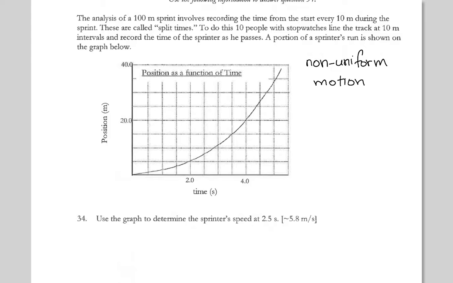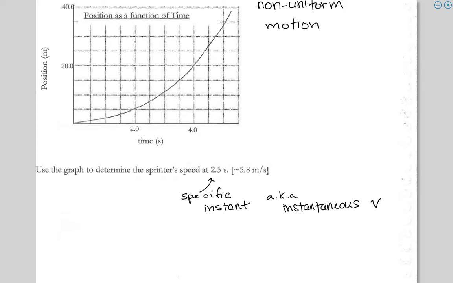Okay, so they are looking for a specific instant. That is called, aka, instantaneous velocity. Oh, they just want speed. So instantaneous v with no bar above.